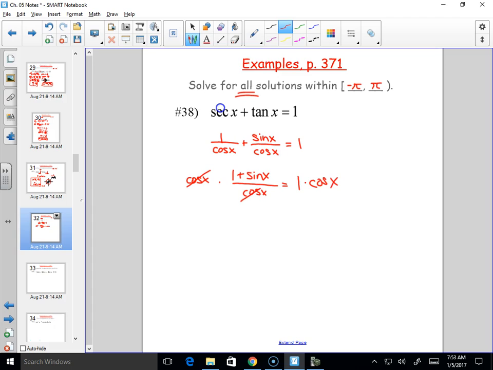Times cosine. Feel free, if I'm ever going too fast, because I'm just kind of going by myself here, to pause or watch the video again, and then you can catch up a little bit if you need to. But now we have our 1 plus sine of x equals cosine of x.